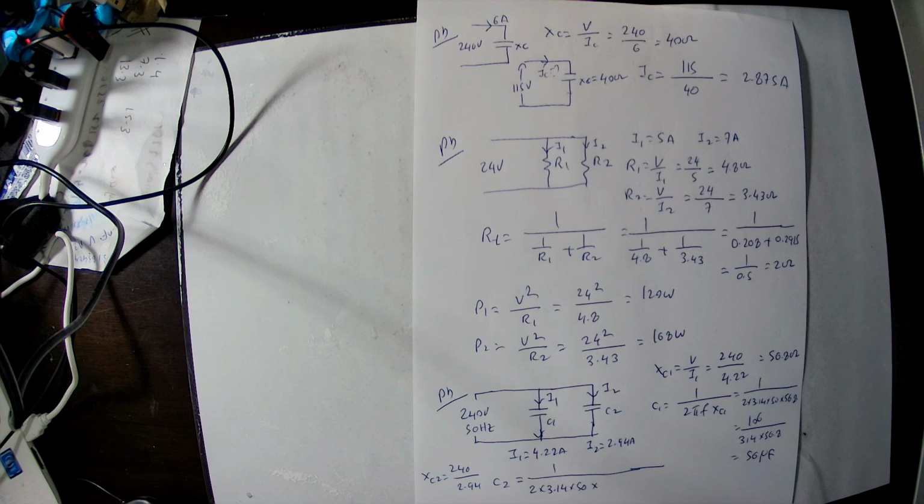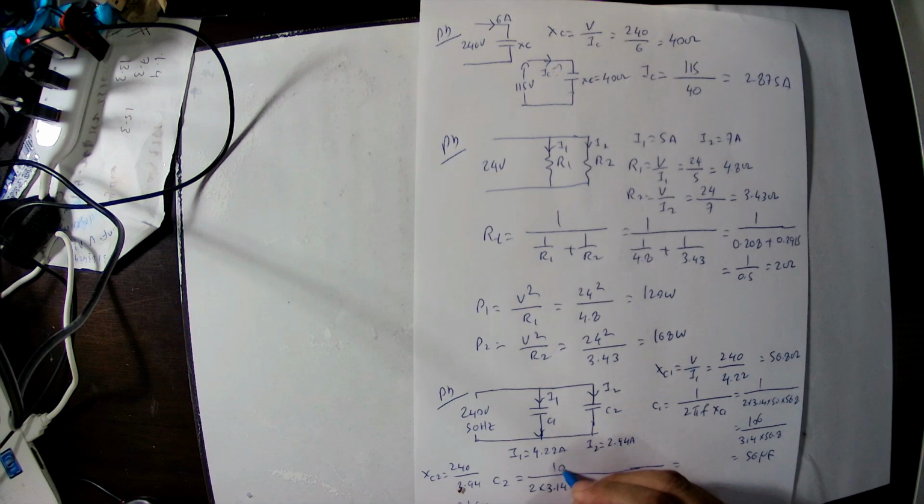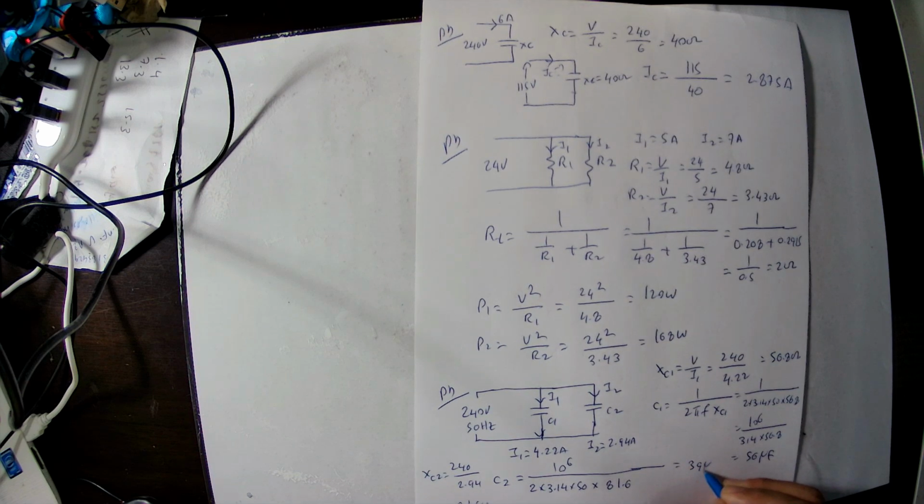So C2 is 1 by 314 into 81.6, and this is 10 power 6, so the unit is microfarad. So 10 power 6 divided by 314 divided by 81.6. That will give you 39 microfarad. So this is the way we calculate that.